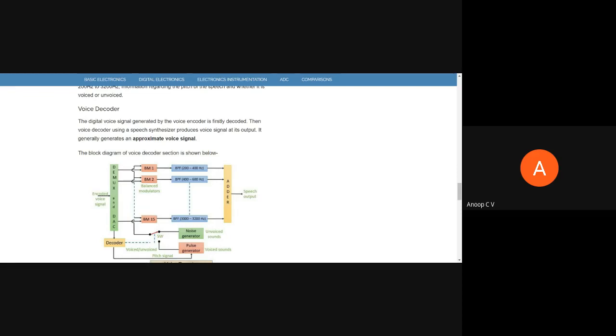Got it? Yes, sir. Yeah, that's it. It's very simple; they have given very simple explanations. You can read this, and the diagrams also are very simple. You can use this. So that's about the vocoder. I just wanted to discuss these two things.